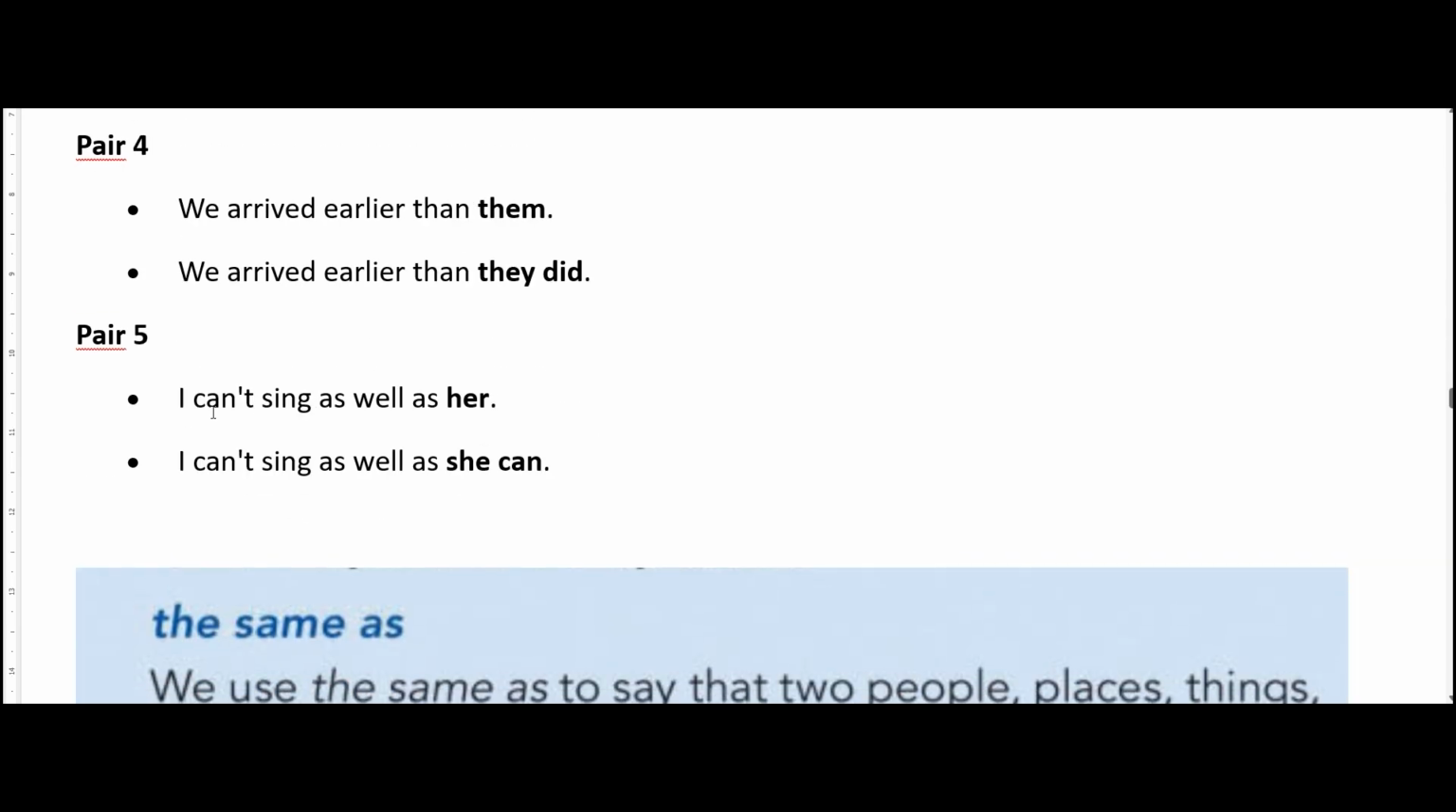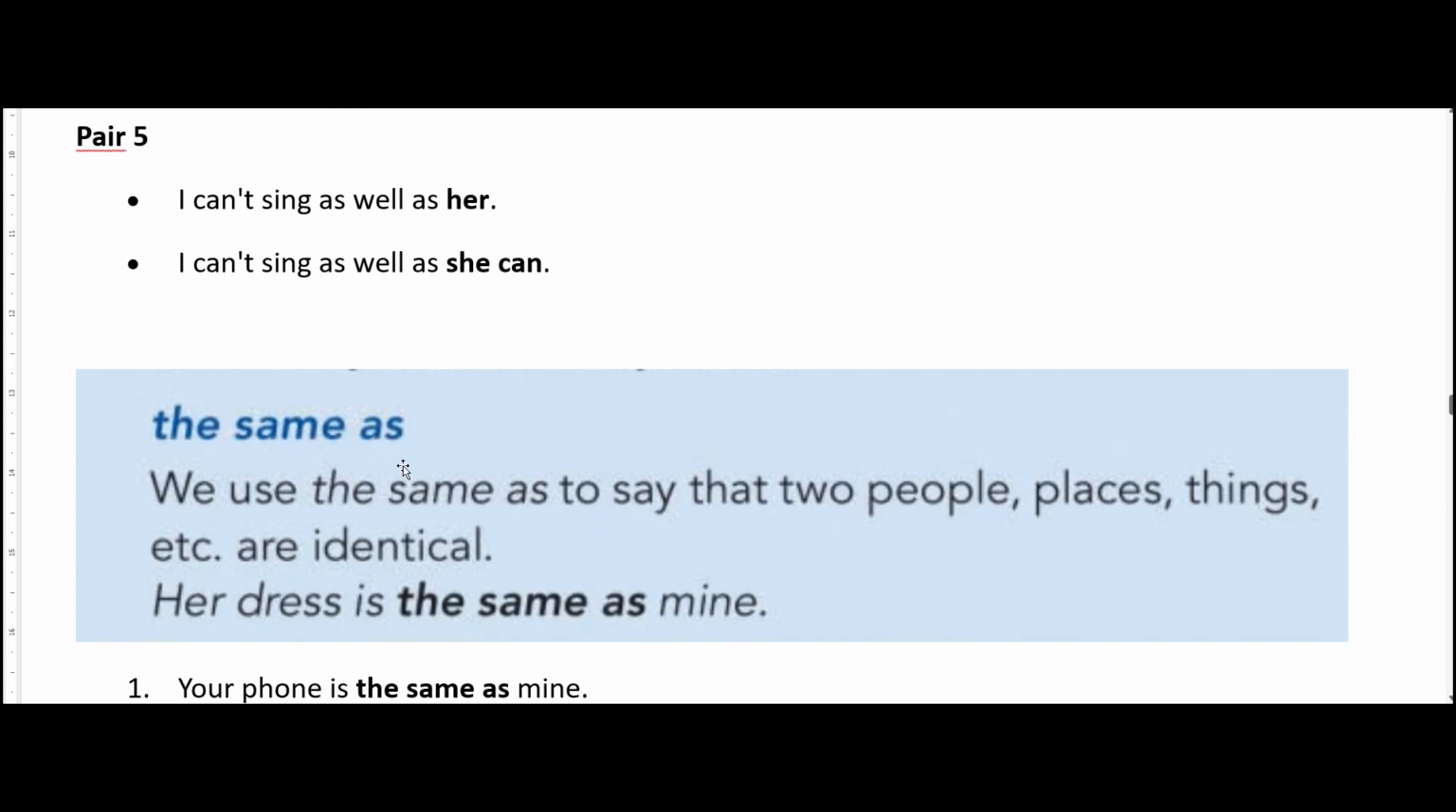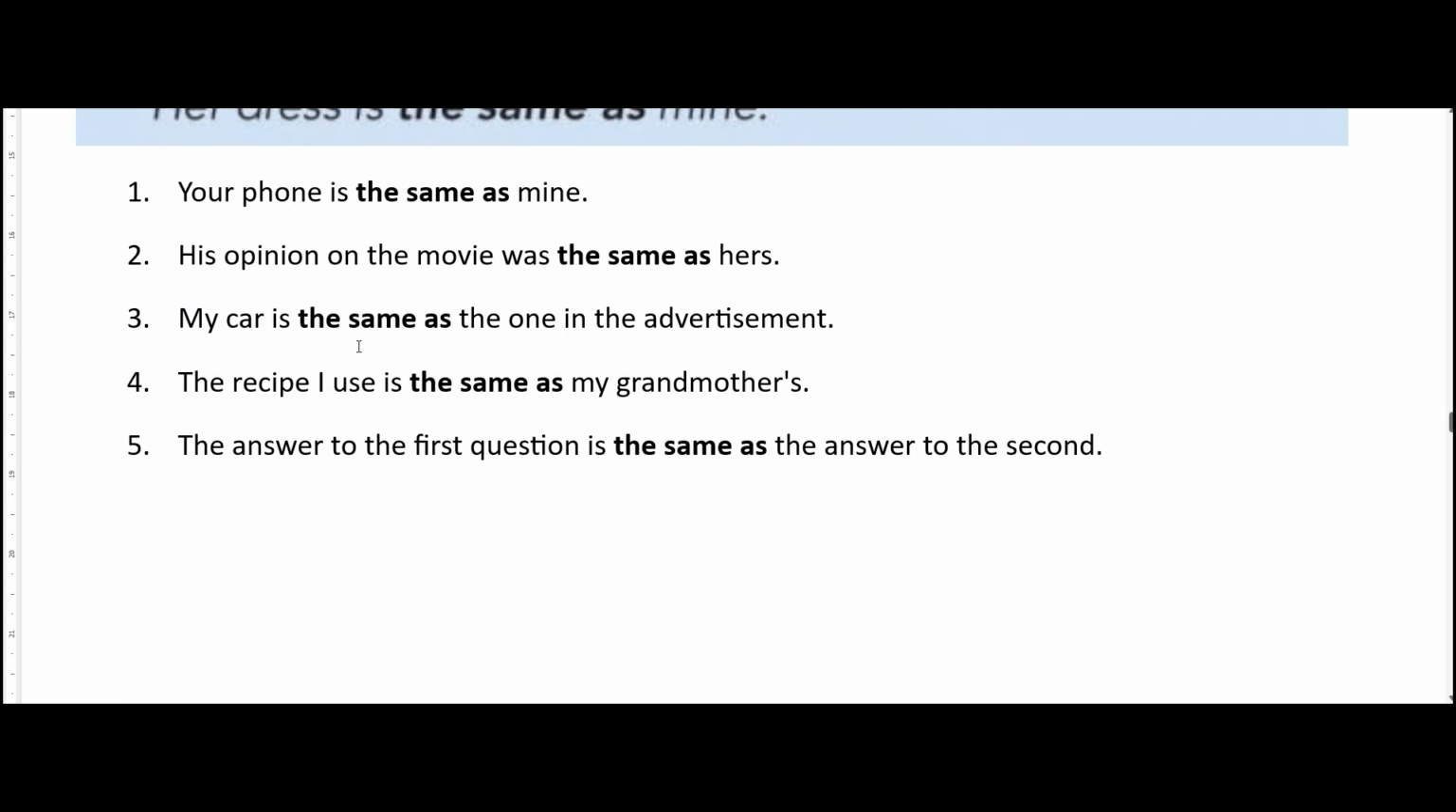We arrived earlier than them. We arrived earlier than they did. I can't sing as well as her. I can't sing as well as she can. Yeah, and another structure is the same as, and some more examples.